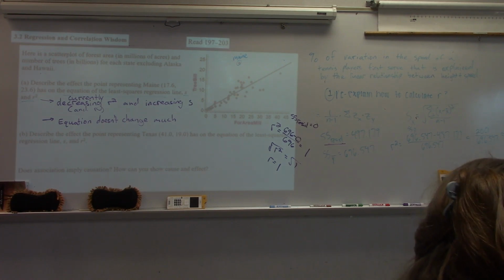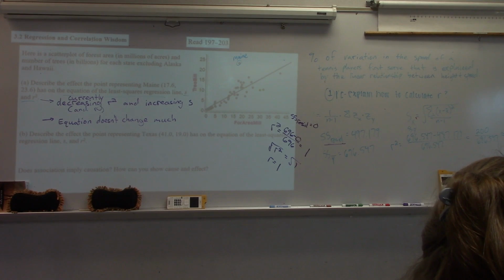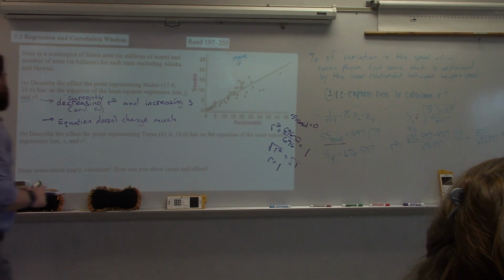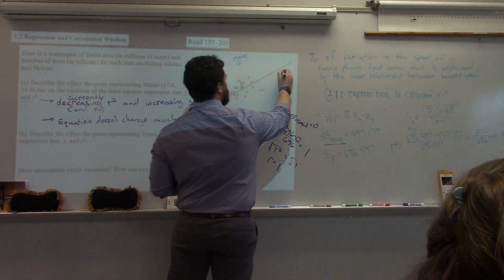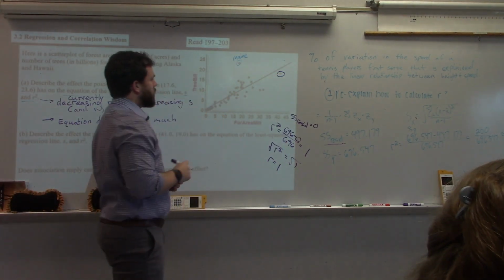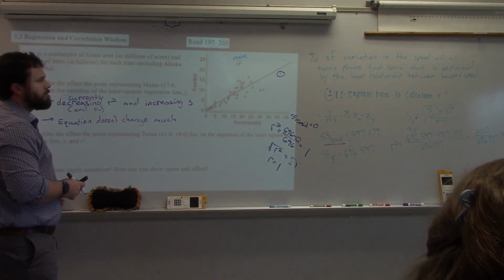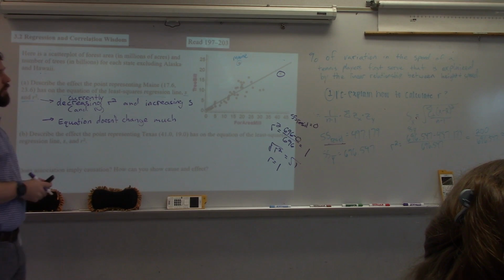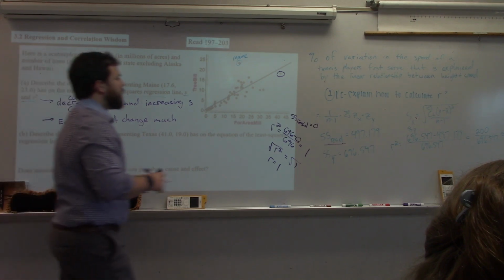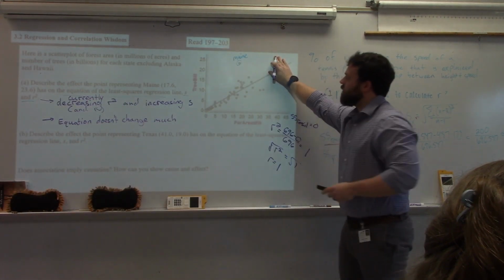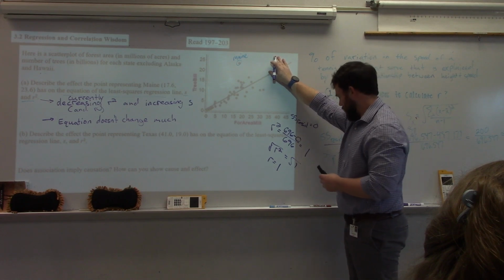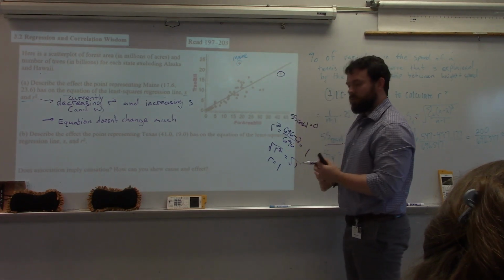B, keeping this in mind and thinking through these things as well, describe the effect the point representing Texas, 41.0, 19 has on the equation of the least squares regression line. So at this point right here. Very little. So it's doing very little for it. Yeah. So if I remove this point, yeah, you'd probably be fine, because it still fits the rest of the points.